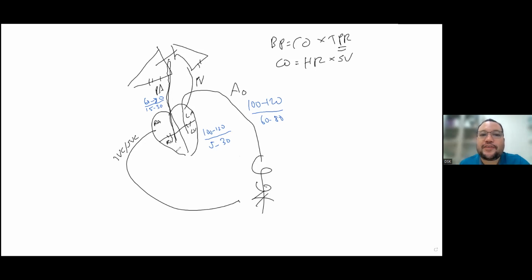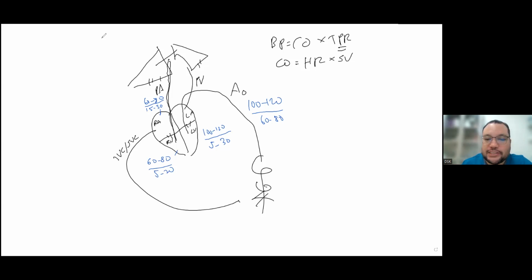How about RV pressure? RV pressure around berapa? Kalau systolic pressure dekat PA is 60 to 80, RV berapa? Lebih kurang sama lah kan? 60 to 80. Diastolic? 5 to probably 20 saja. Again, these are all ballpark numbers. Okay, let's see one by one.